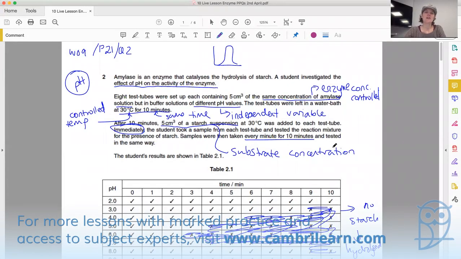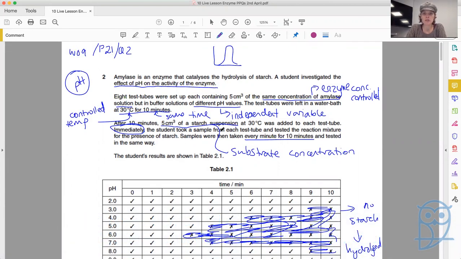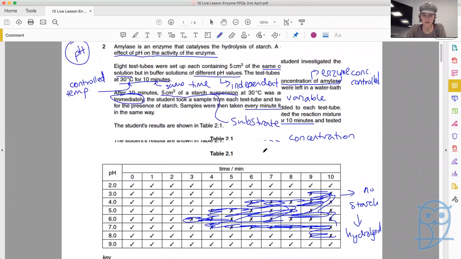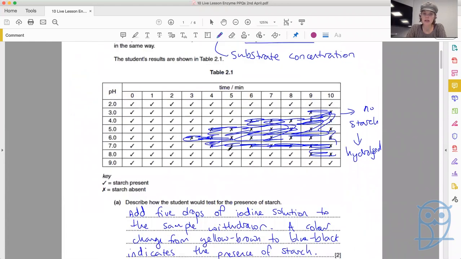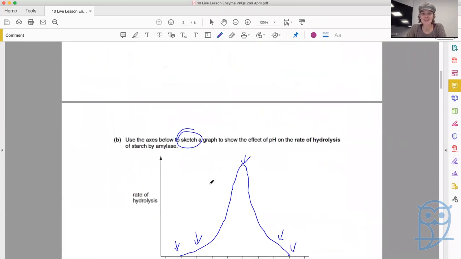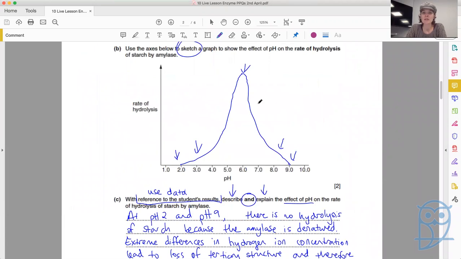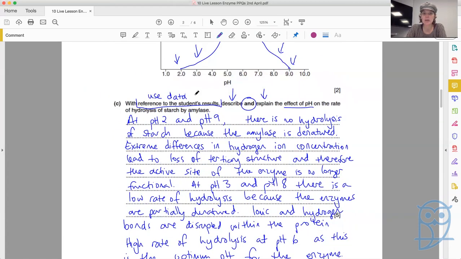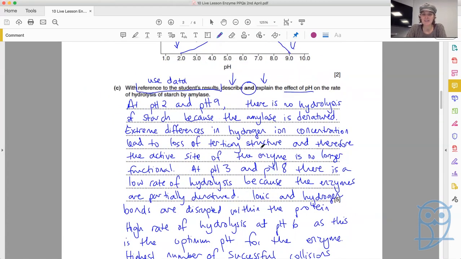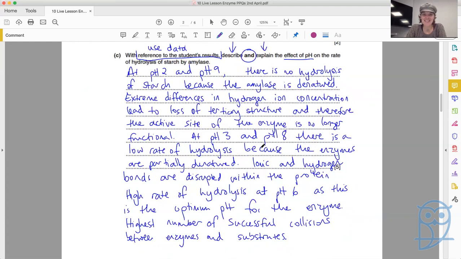So in this lesson, we are continuing on from the past paper questions that we were covering last time. We looked at Winter 09, paper 21, question 2, and we looked at enzymes and pH. They gave us a whole lot of data. We described how to test for starch. We went through looking at the effect of pH on the rate of hydrolysis. And then we worked on a describe and explain answer in bad handwriting and with lots of detail.